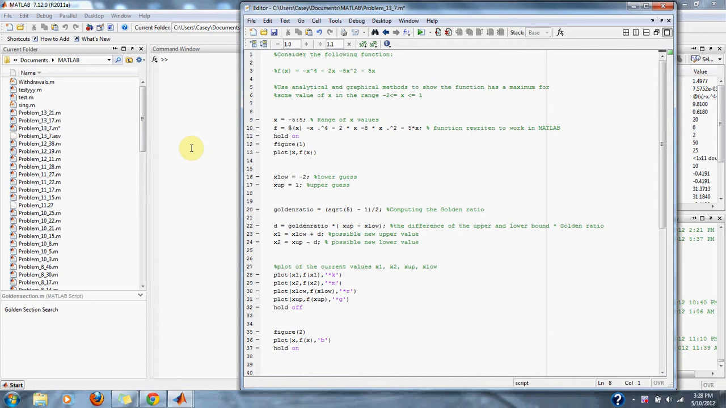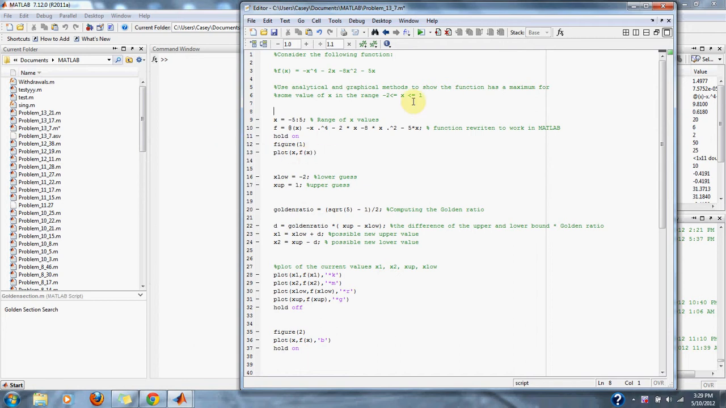Numerical Methods Problem 13.7. Consider the following function. f of x is equal to negative x to the fourth minus 2x cubed minus 8x squared minus 5x. Use analytical and graphical methods to show the function has a maximum for some value of x in the range of negative 2 to 1.